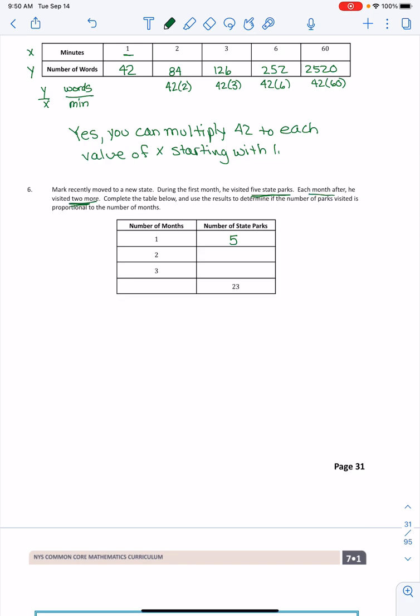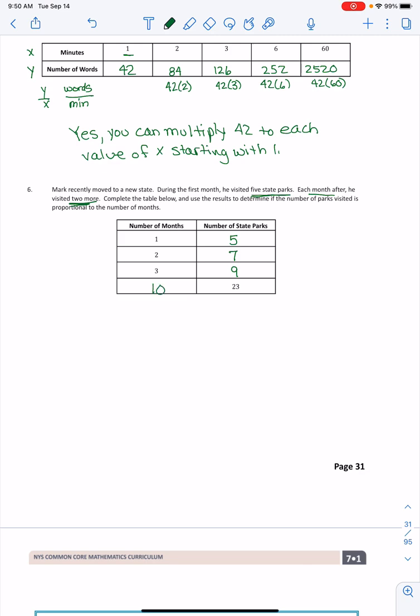Well, if he visited 2 more each month after, 5 plus 2 is 7. And then 2 more after that is 9. If I keep going, month 4 would be 11. Month 5 would be 13. 6 would be 15. 7 would be 17. 8 would be 19. 9 would be 21. And 10 would be 23.